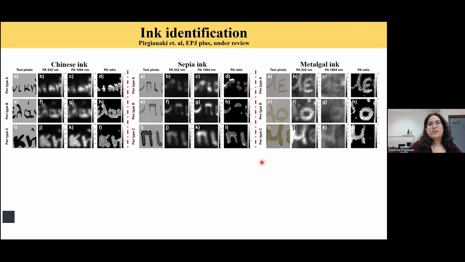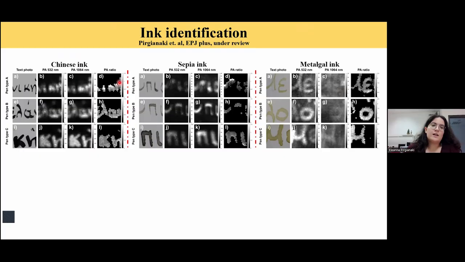So we're moving on to the second big category of cultural heritage items that we have performed measurements on, which are inks, and historical inks. Identifying the inks used in historical documents is essential because it helps us design the right restoration strategy and gives us important clues about their authenticity, origin, and of course dating. For this purpose, we have used, as you can see, three types of inks: Chinese inks, sepia inks, and metal-gall inks. All three were used in the 19th century in Greece.